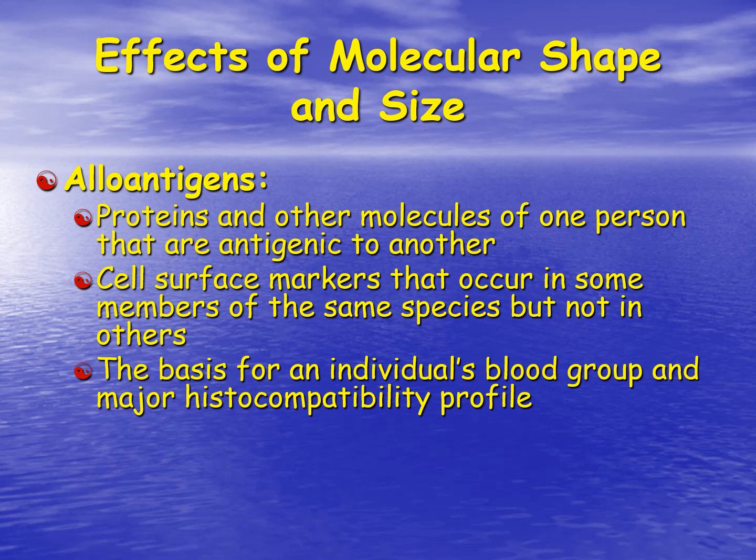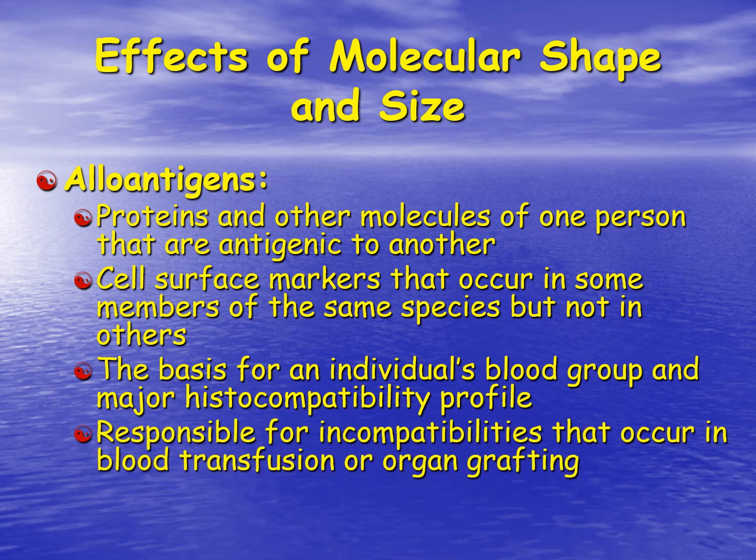So again, for example, I'm type O. That means I would actually be allergic to any type A or type B blood. So I would not be able to receive type A, type B, or type AB blood as a transfusion, because my immune system recognizes the A protein and B protein as being foreign, even though they are human cells. And so this is responsible for the incompatibilities that occur in blood transfusion or sometimes organ grafting with the self-markers.